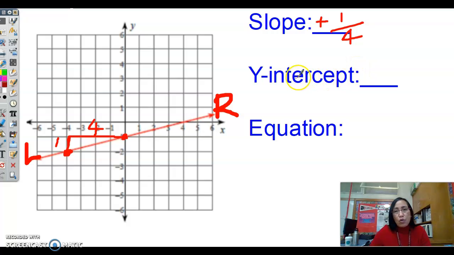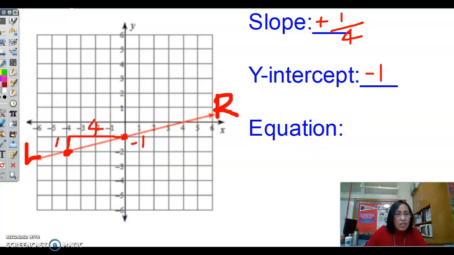Now next step, I'm going to look for the y-intercept. The y-intercept is where this line crosses or intersects the y-axis. The line crosses the y-axis right here, on -1. So therefore my y-intercept is -1. Now I have the slope and I have the y-intercept. Next, I'm going to write the equation.